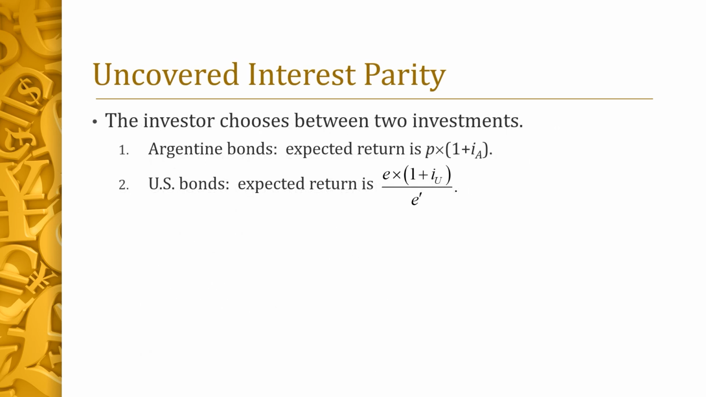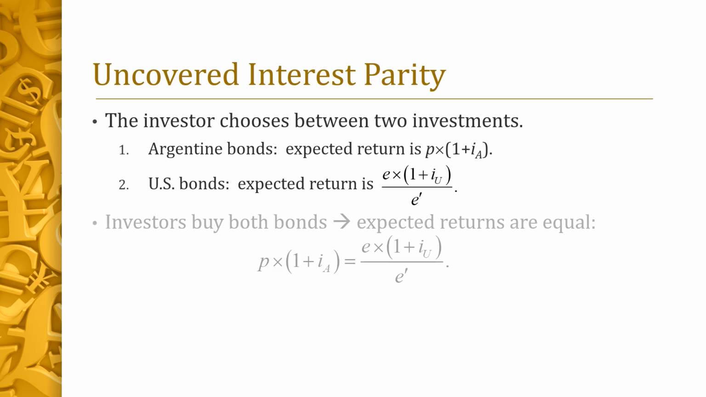Summarizing, the investor's expected return from investing in Argentine bonds is the probability P of repayment times 1 plus IA. On the other hand, her expected return from investing in U.S. bonds is the current exchange rate of E times 1 plus IU, all divided by next year's exchange rate of E prime. Since we observe investors buying both types of bonds, they must be indifferent. That is, the expected returns must be equal.